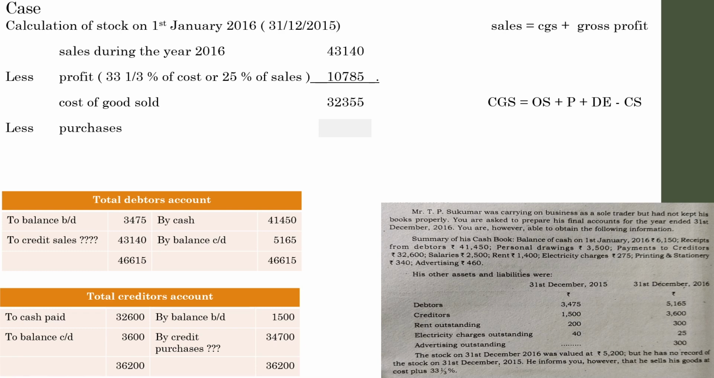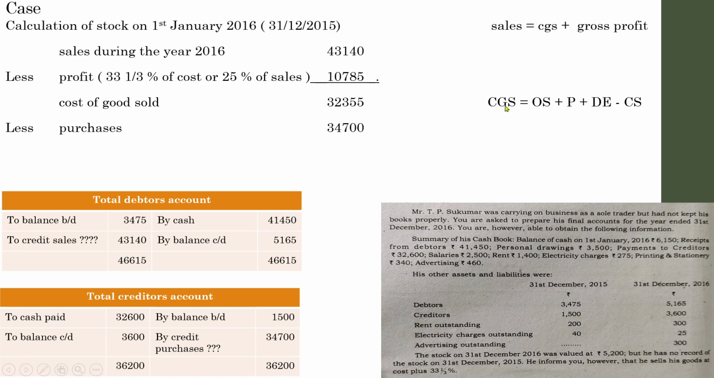There is no rule that there must be a cash percentage or a credit percentage. There is no certain percentage regarding purchases made during the year. The total purchases means cash purchase plus credit purchase. If there is no information regarding cash purchase, don't worry, consider the credit purchases as the total purchases during the year. So, less purchases 34,700.